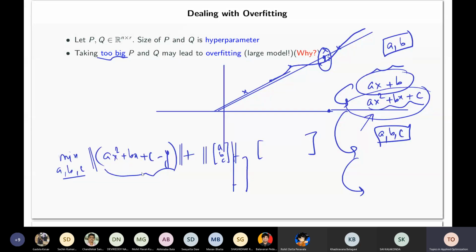It is not only trying to optimize this. Now it also has a view of this. So it's constantly reminded that you are not allowed to choose A, B, C to be large. Or, more precisely, if your model was indeed a linear model, the optimizer will find it better to put A equal to 0.